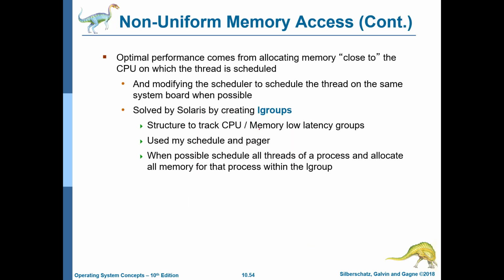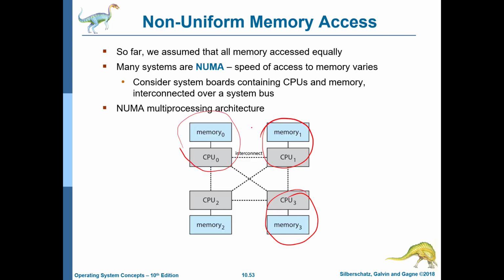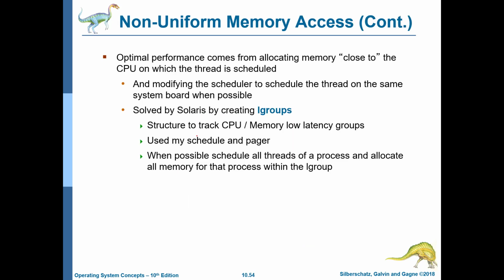So optimal performance in this case will come from allocating memory which is close to the CPU, in the sense that, let's say, if there is a program running over here, the optimal performance will come if the data of this program is located in this memory block. Furthermore, we also need to work at the scheduler level. We need to modify the scheduler to schedule threads such that they are close to the memory modules that contain their data.